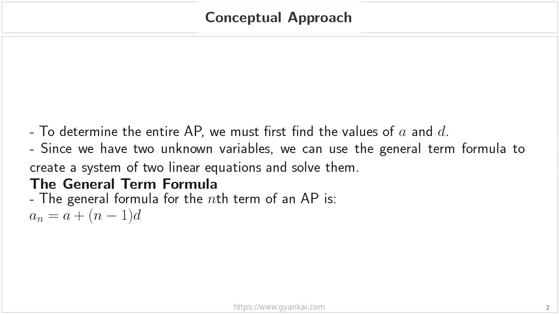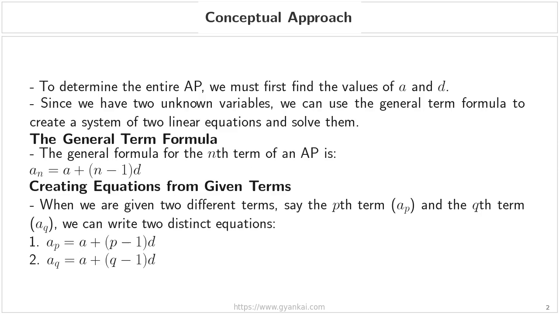The formula for the nth term of an AP is a sub n equals a plus the quantity n minus 1, all multiplied by d. This is the foundation of everything we are about to do. Now here is how we create equations from the given terms.